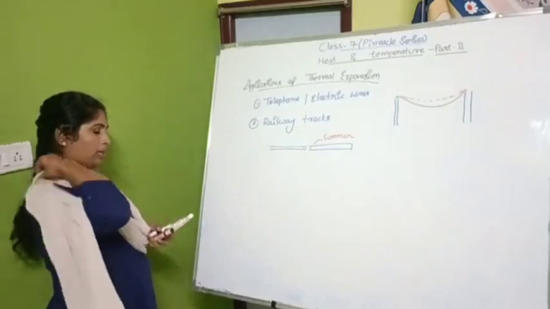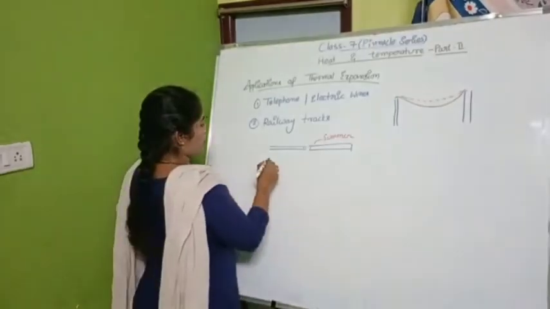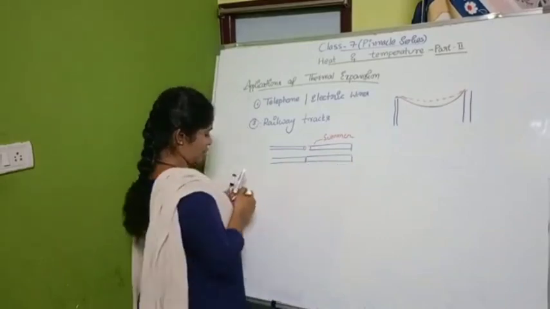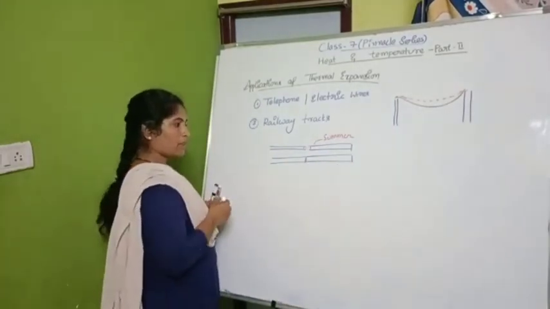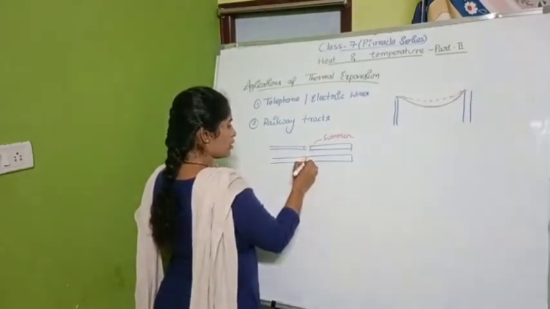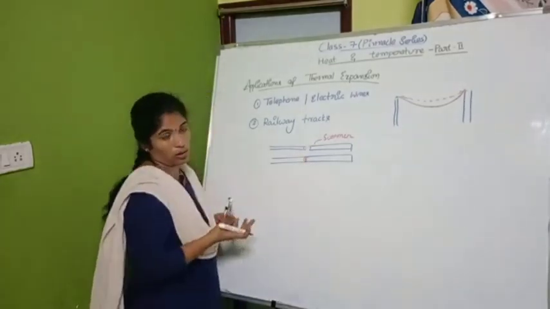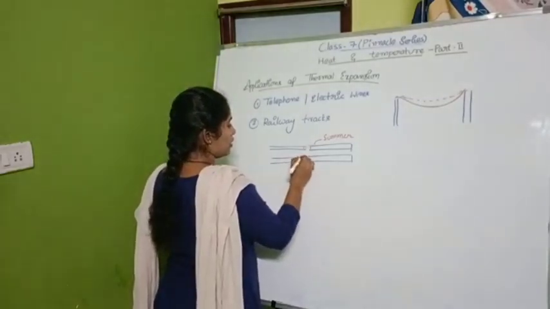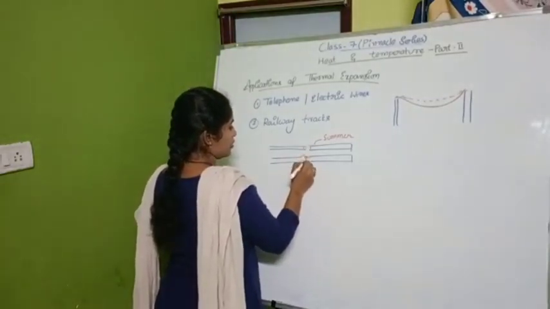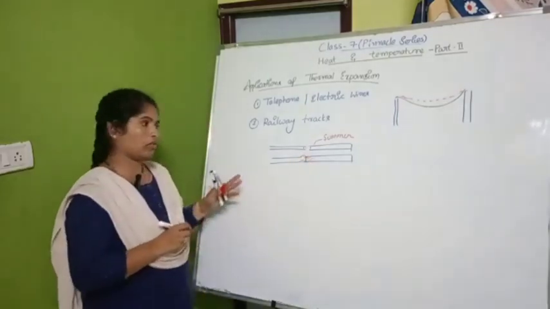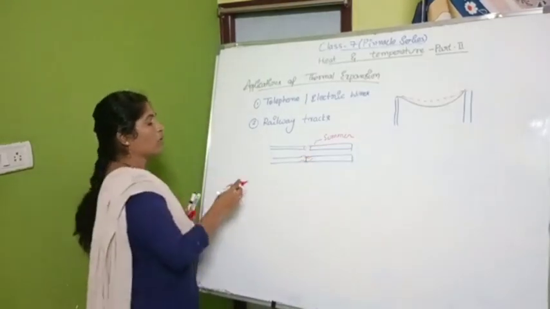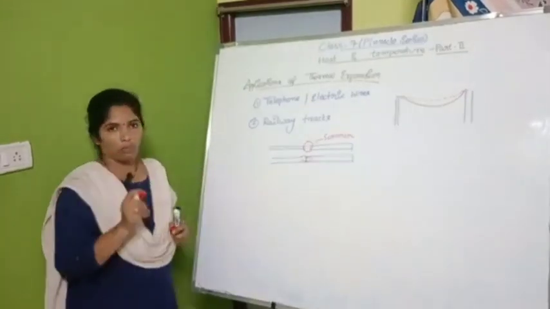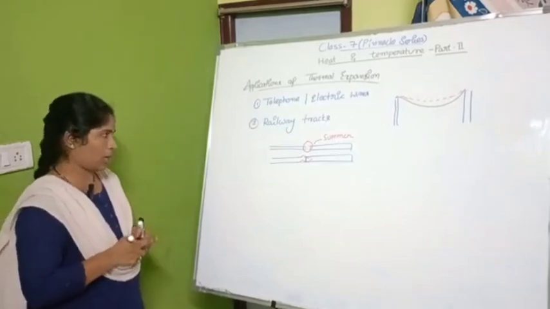If we are not providing that gap, think. We laid the rails very near to each other. In summer they'll try to expand, but we are not allowing them to expand. So they will bend like this, right? If the train travels along it, there is a chance of accidents. That's why we allow this gap to allow the thermal expansion of railway track.